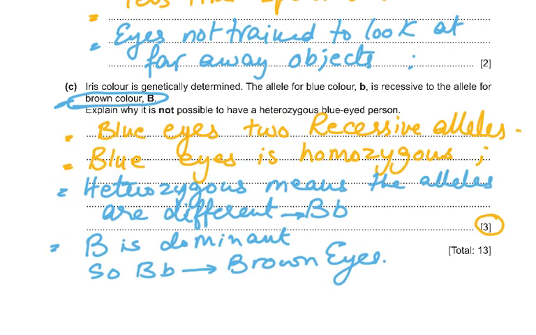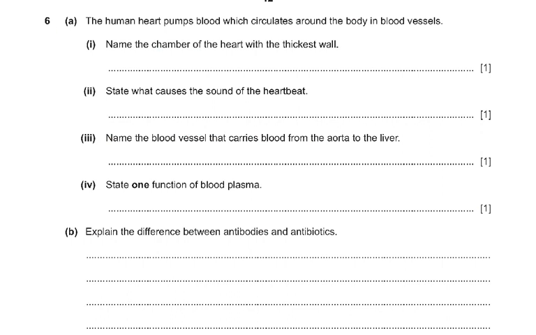So let's look at the answer. Blue eyes is two recessive alleles. Blue eyes is homozygous. Heterozygous means the alleles are different. Big B, small b. B is dominant, so big B, small b will be brown eyes. Now coming to question number 6.